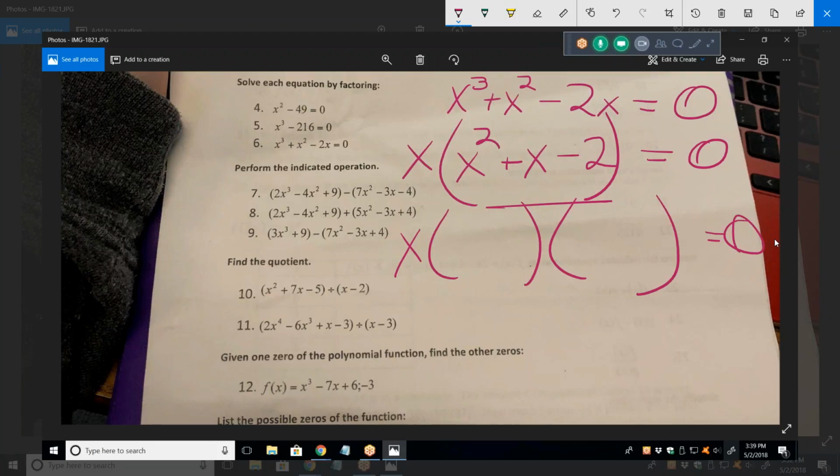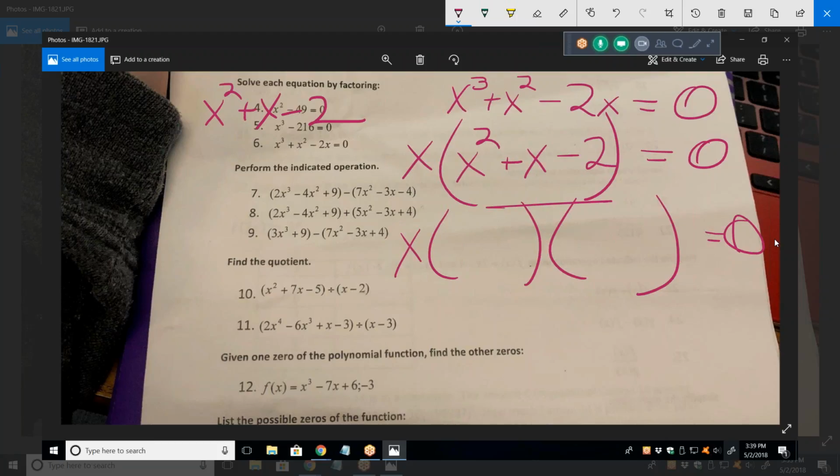Okay, hold on. First step is split up the x squared. First of all, forget this leading x. Just set that aside. That is not the problem. The problem is, how do we factor x squared plus x minus 2? That's the problem. So how do we factor that?